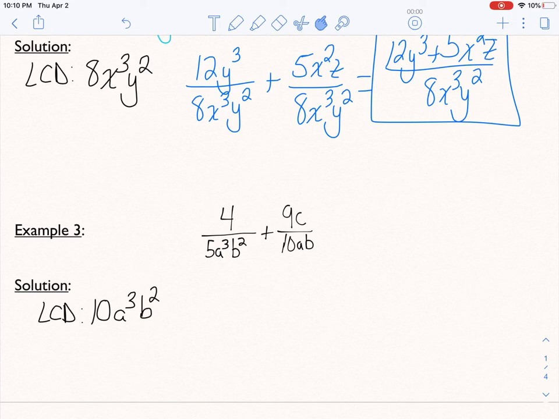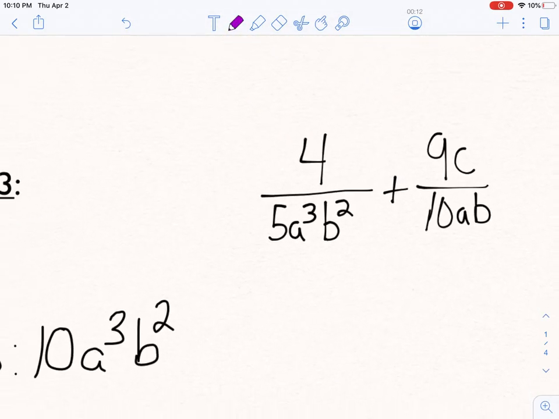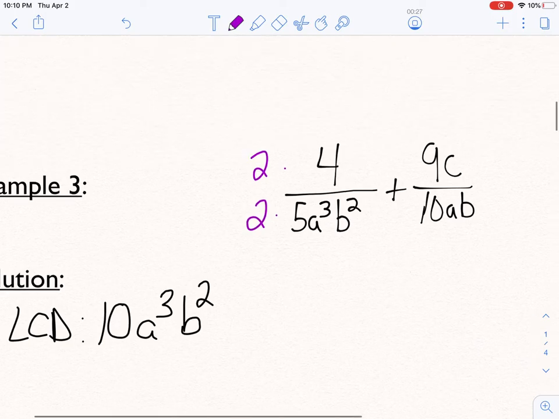But take two here. So we have our LCD already figured out from example 3, which you should have already tried to solve, of 10a to the third b squared. And so I'm looking at each denominator. So I'm looking at my left one first, this 5a to the third b squared, and saying, what do I need to multiply that by to get my LCD? Well, the only thing I have to multiply by is 2, because 2 times 5 is 10, which covers my number. I already have an a to the third, and I already have a b squared.